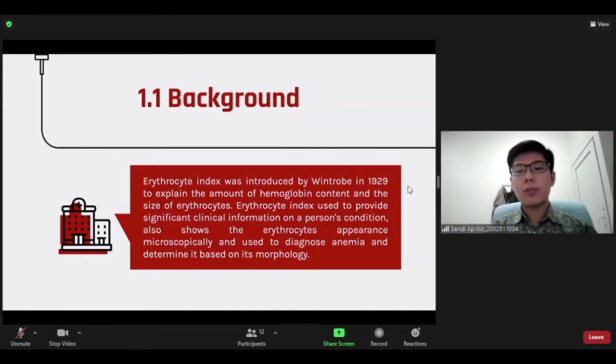There are several types of erythrocyte index, and there is a technique that is used to count the erythrocytes, and it also requires expertise to interpret erythrocyte index. So, erythrocyte index needs to be studied and discussed, especially for medical students. Next.